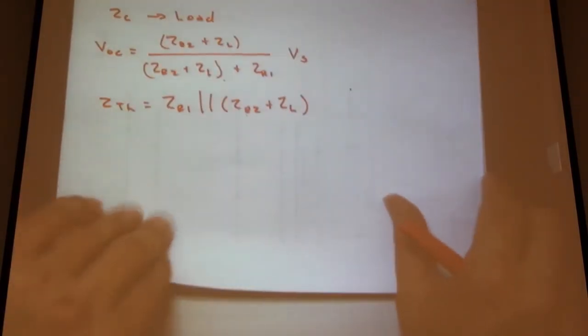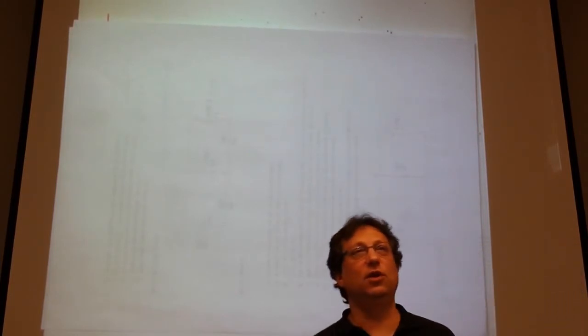What's a better approach? What is a better approach? We've already done it once today. What tool did we just kind of introduce? The transfer function. So we want to find VC of S over V source of S. And so, as promised, that algebra was not going to go away.